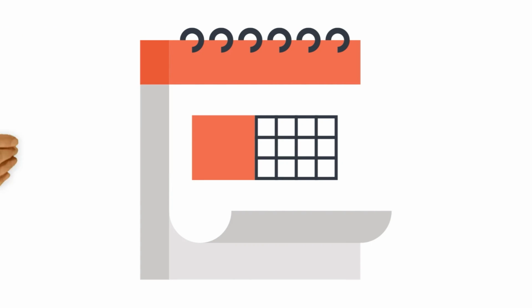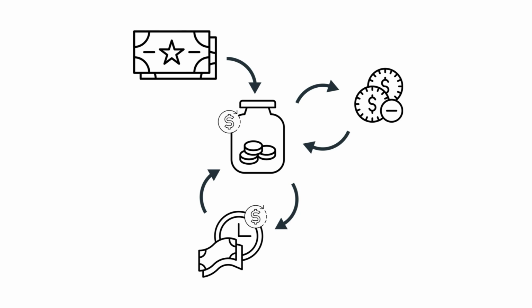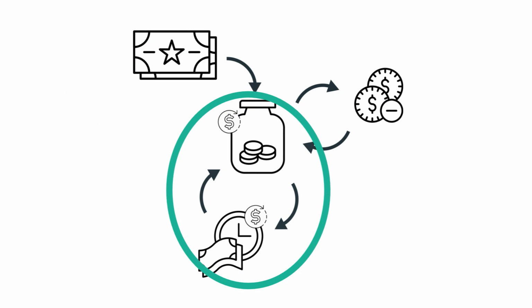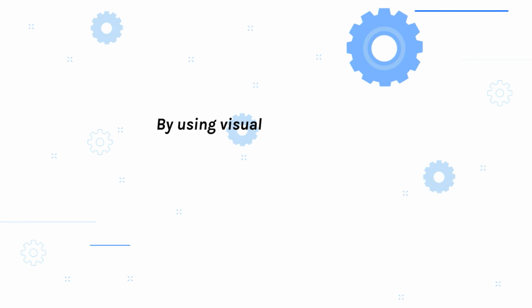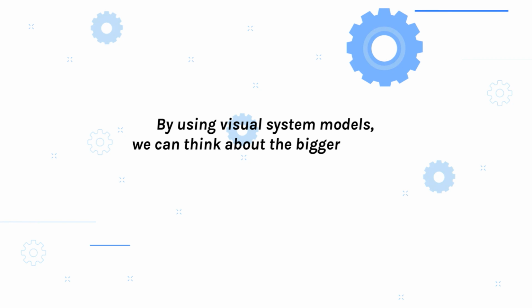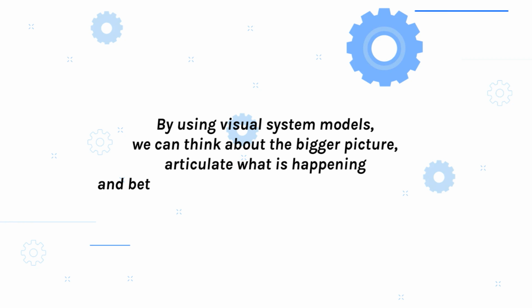Some of you might recognize that there might be some time that influences the balance in the account. So, how often someone receives a paycheck might impact the model. Oh, and depending on the type of account, banks will typically only credit interest to an account monthly. Yes, all of these additions will increase the complexity of your model. As we look at models in the social sector, they can become quite complex. But by using visual systems models, we can think about the bigger picture, articulate what is happening, and better understand how our system behaves.